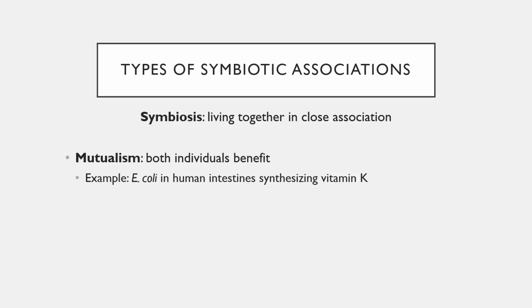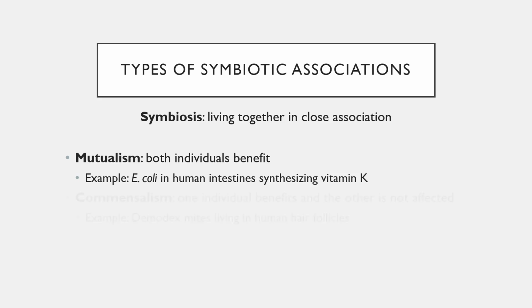So for example, E. coli cells grow in the human gut, but when they synthesize vitamin K that our bodies then use, the E. coli get a place to live, and in return, they generate vitamin K for us. So this is an example of a mutualistic relationship in which both species benefit.